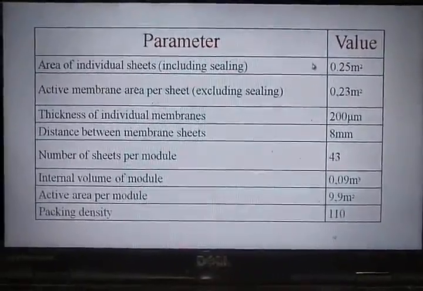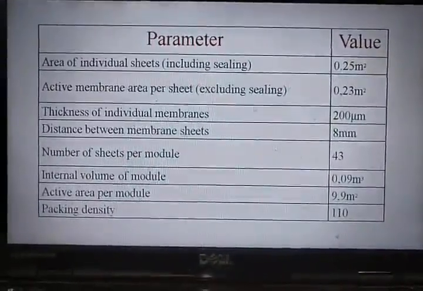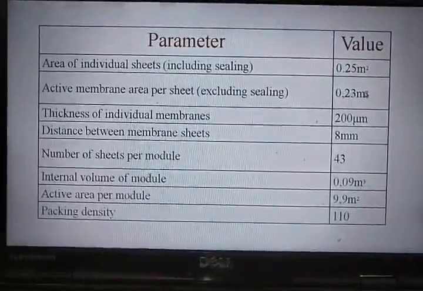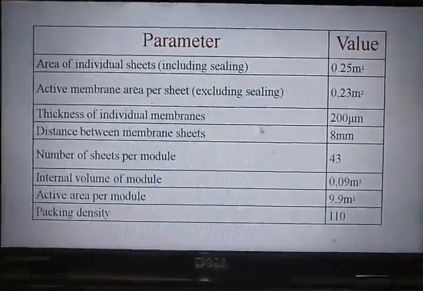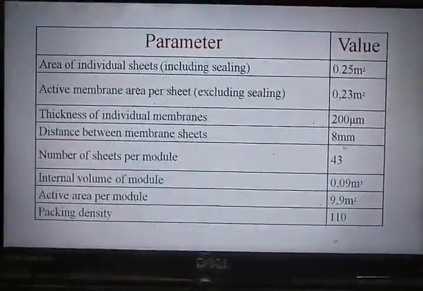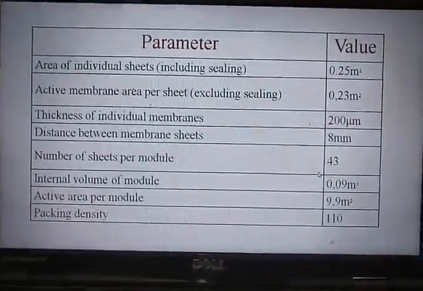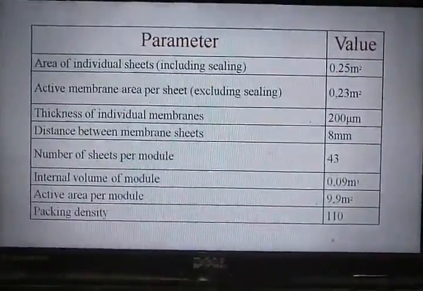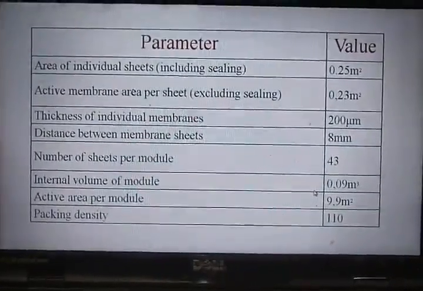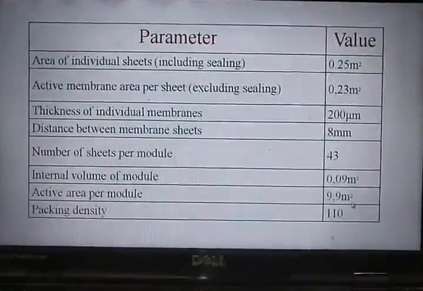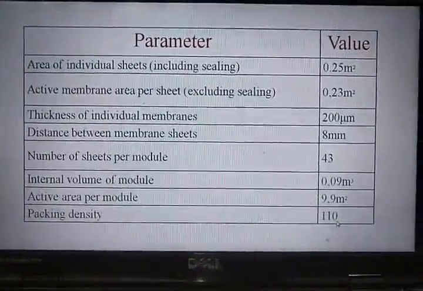These are some of the parameters of this module. The area of the including sheet is 0.25 meter square, active membrane area per sheet is 0.23 meter square, thickness of the individual membrane is 200 micrometer, distance between the membrane sheets is 8 mm, number of sheets per module is 43, internal volume of the module is 0.09 meter cube, active area per module is 9.9 meter square, and packing density is 110.